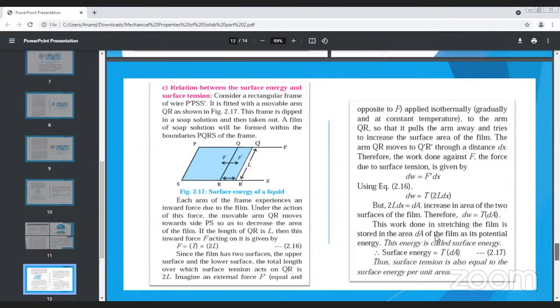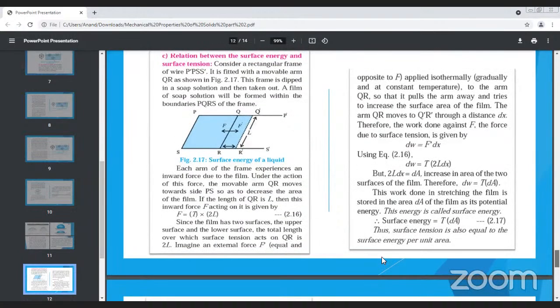This work done in stretching the film is stored in the area of the film as its potential energy, and this energy is called the surface energy, and therefore the surface energy is nothing but surface tension T into the small increase in surface area of two surfaces of the film, that is dA. Thus, the surface tension is always equal to the surface energy per unit area.